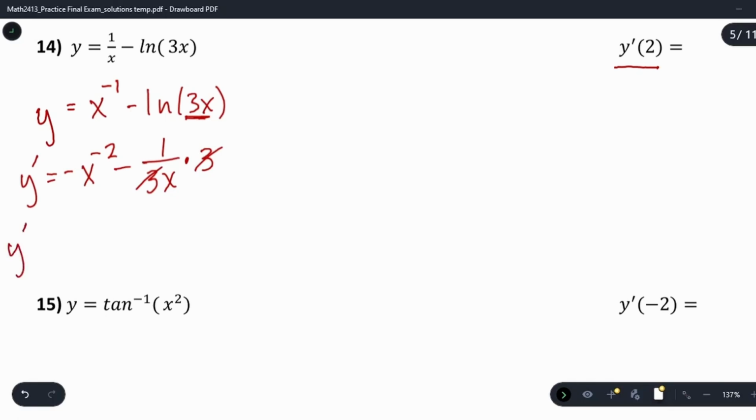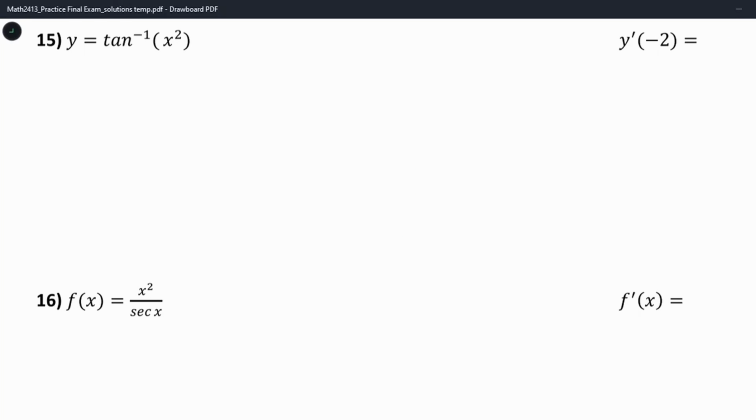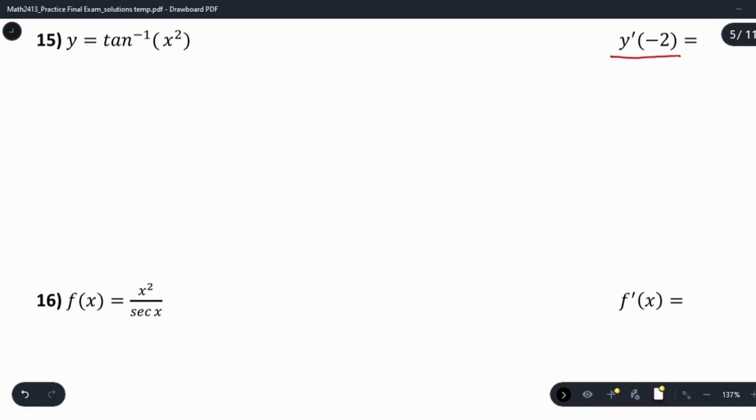And we can now evaluate at 2. I'm going to put this back into fraction form. So that'll be 1 over x squared, but x is 2, minus 1 over x, again x is 2, which will give us negative 1/4 minus a half, or negative 3/4. Next, number 15, we need to find the derivative and evaluate at negative 2.